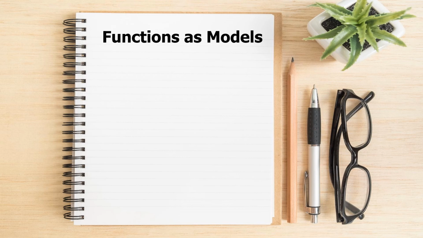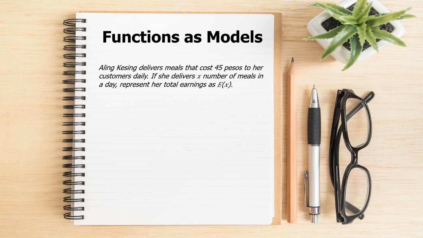Next, let us proceed with the functions as models. So let us have this real life situation. Aling Kising delivers meals that cost 45 pesos to her customers daily. If she delivers x number of meals in a day, represent her total earnings as E of x. Remember that your input or your x value is the number of meals, and your y output or your E of x will be your total earning in a day.